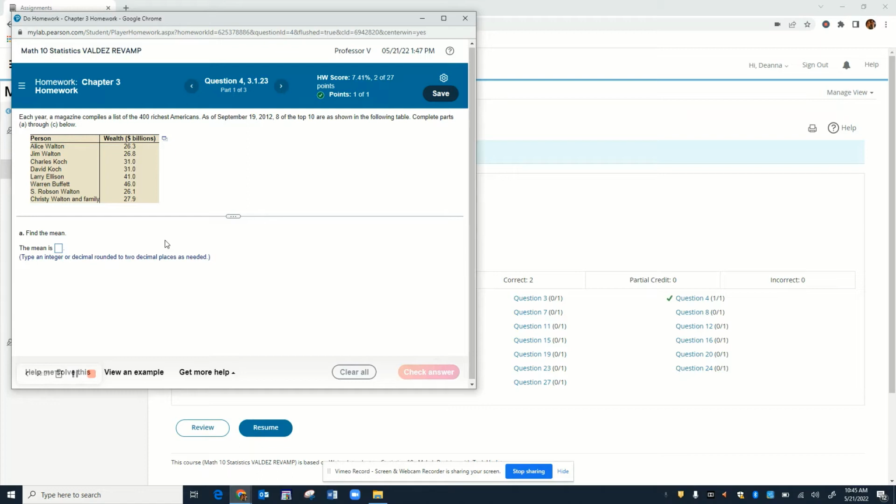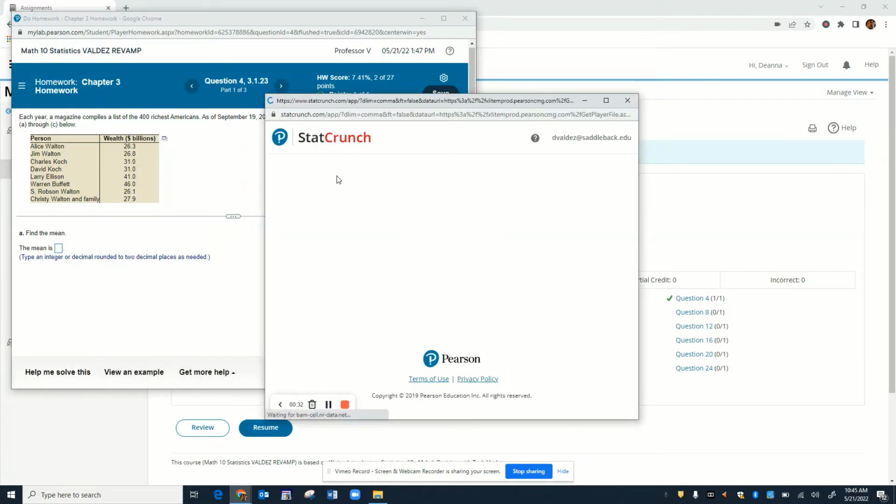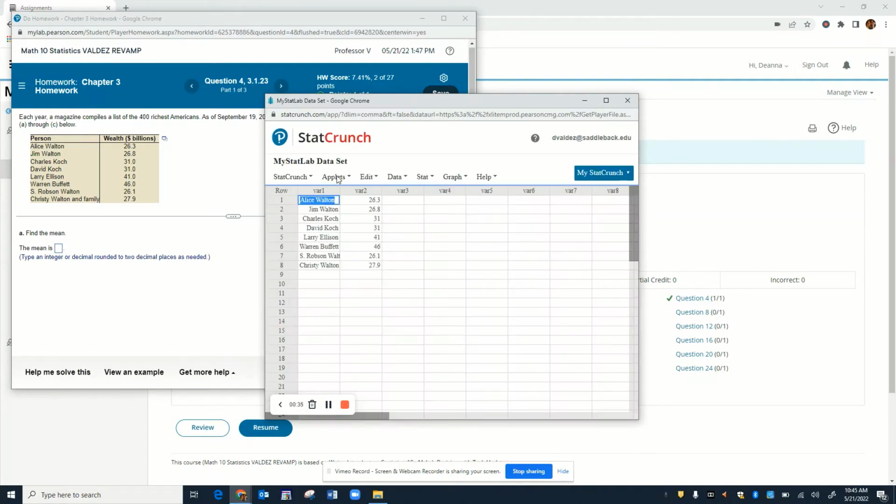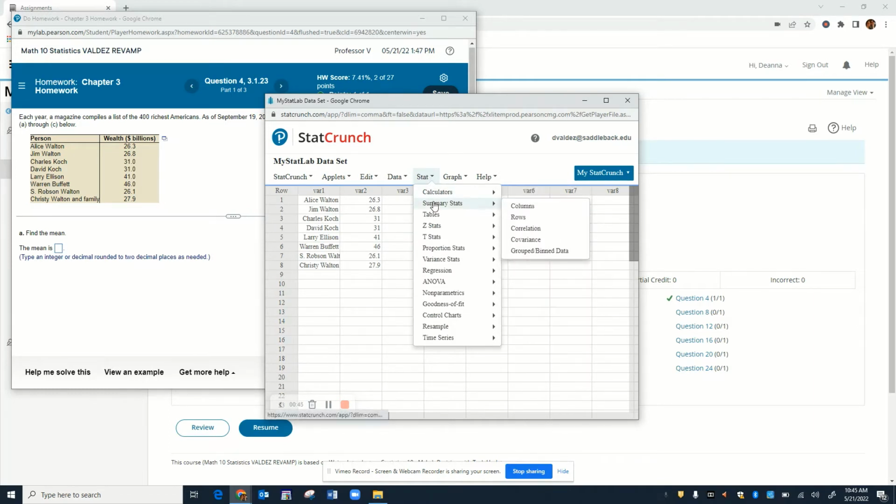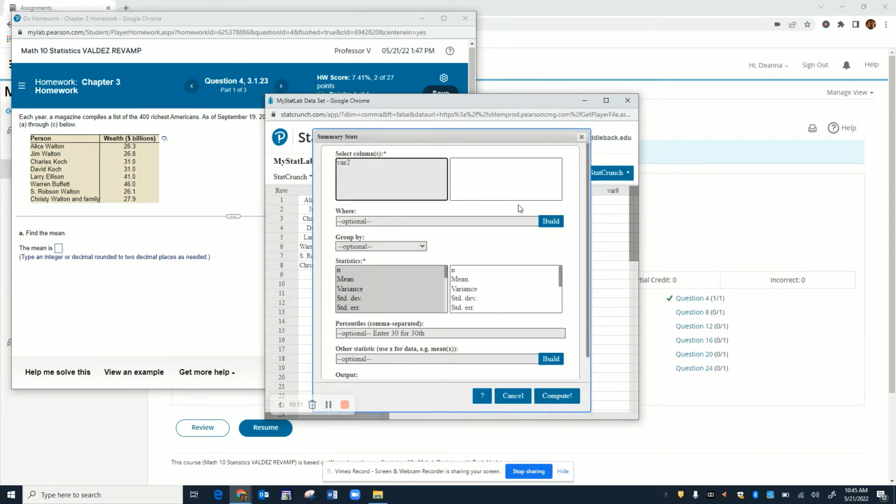So I know it's going to ask me for the mean, the median, and the mode in each of the parts. What I'm going to do is click this icon here and then say I want to open this data in StatCrunch. So give it a second to warm up. And then here it is. Notice all of our data is in this second column here under variable 2. So what you're going to do is click Stat, Summary Stats, and Columns, because our data is in a column. And it's in the variable 2 column, so you have to select that so it knows where to pull from. And I'm going to select the mean, median, and mode.